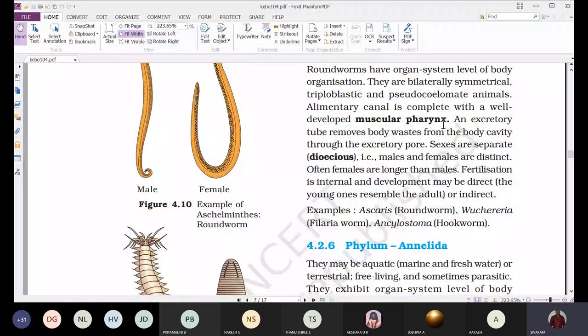Okay, and next, an excretory tube removes body waste from the body cavity through the excretory pore. That means throughout the length of the body, a canal called the excretory canal or excretory tube will be there. This excretory canal collects the waste materials from the body, and finally it is sent outside through the excretory pore that is present on the body.